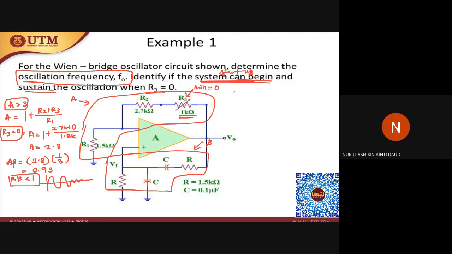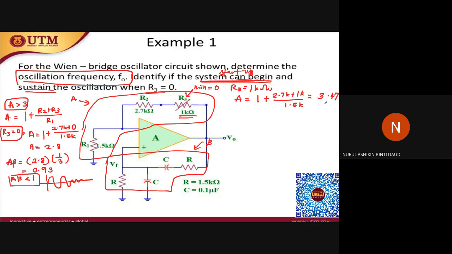So what will happen if we change this potentiometer to the maximum? When R3 is equal to 1 kilo ohm, which is the maximum value of this potentiometer, let's calculate the value of A. So A will be 1 plus (R2 plus R3) over 1.5 kilo, which is 2.7 kilo plus 1 kilo over 1.5 kilo, and you will get the value of A as 3.47.